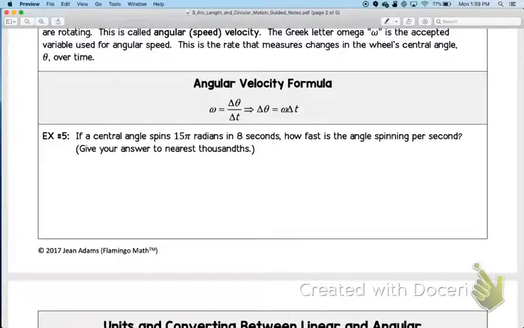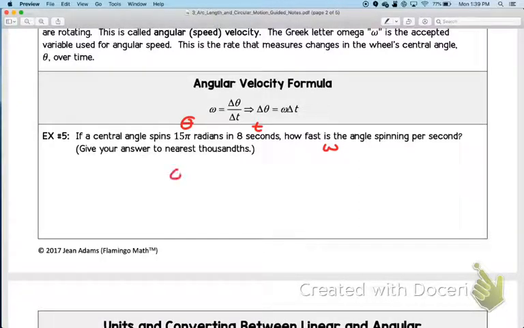Okay, so here we go. Example 5. Let's do this in practice. If a central angle spins 15 pi radians in 8 seconds, how fast is the angle spinning per second? So 15 pi radians is our central angle, our theta, in 8 seconds, so there's our time. How fast is the angle spinning per second? So we're looking for omega, our angular velocity.